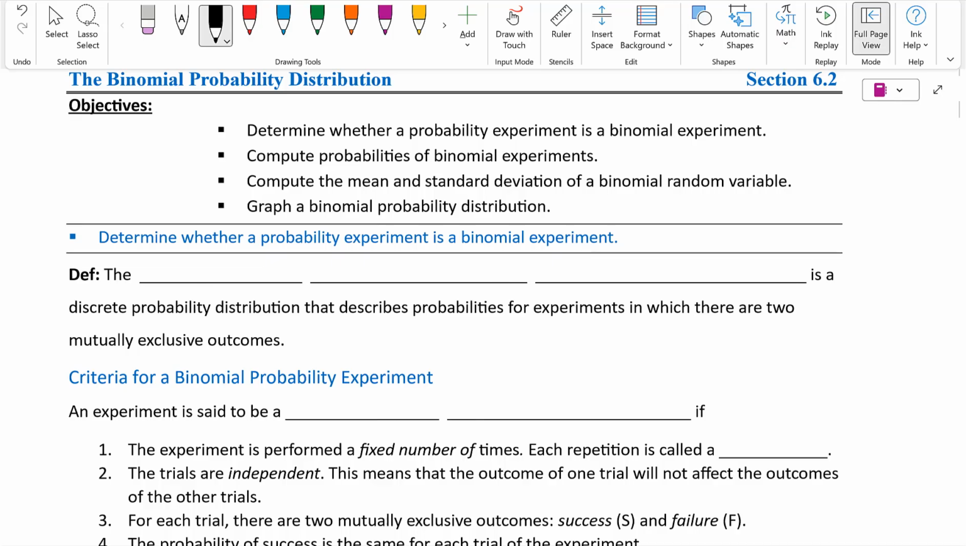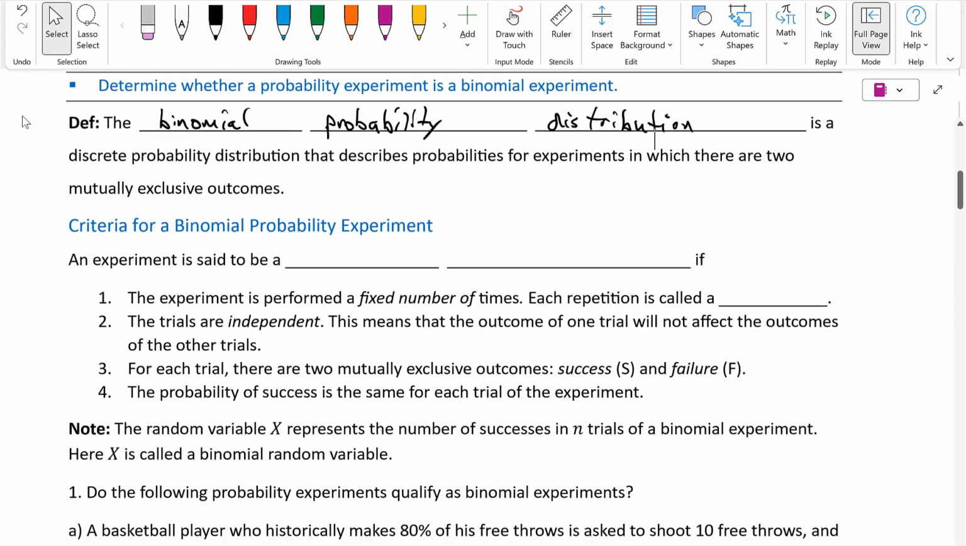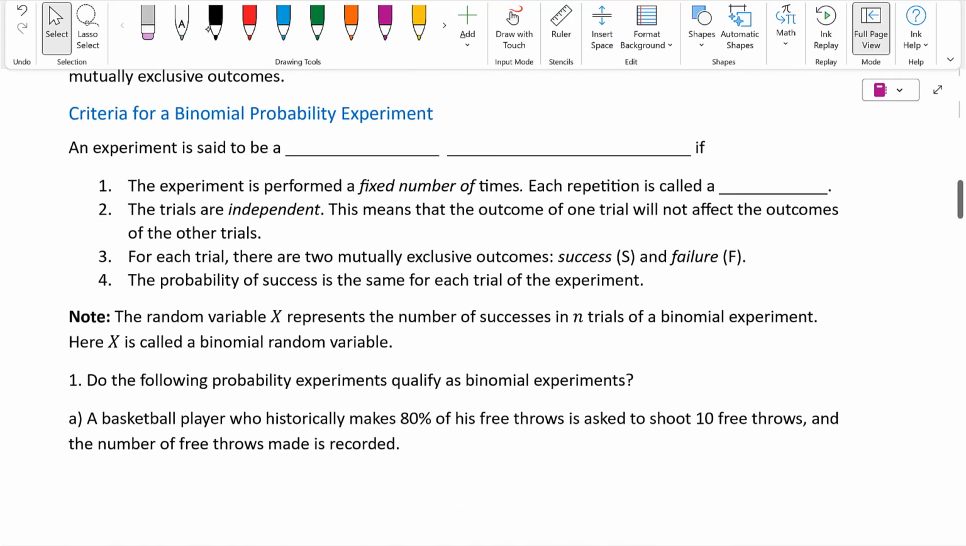Any definition? The binomial probability distribution is a discrete probability distribution that describes probabilities for experiments in which there are two mutually exclusive outcomes. So we have some criteria for determining if an experiment is binomial.